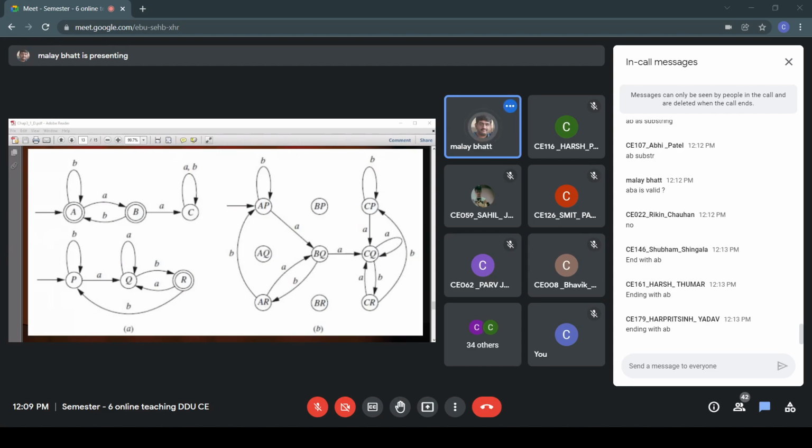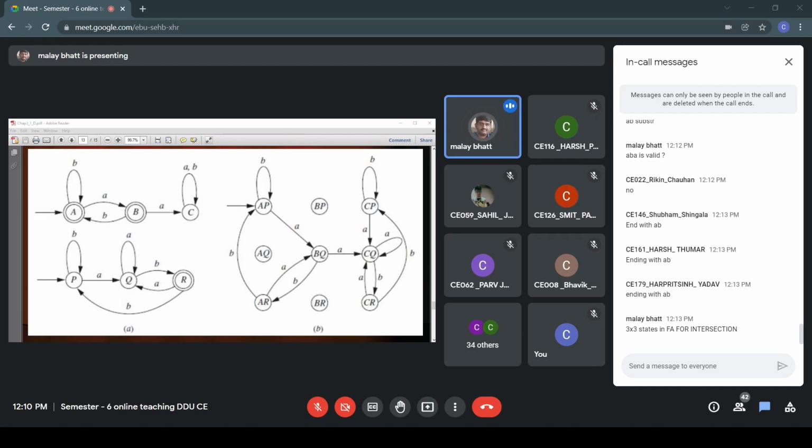So now here you can see 3 into 3. In total we have 9 states in effect for intersection. That is what you can see in the diagram also. There are 9 states. A with P, A with Q, A with R. B with P, B with Q, B with R. C with P, Q and R. So you can see these 9 states. Now the initial state is AP.